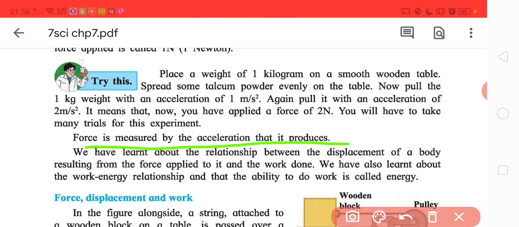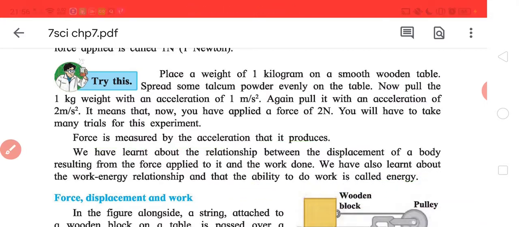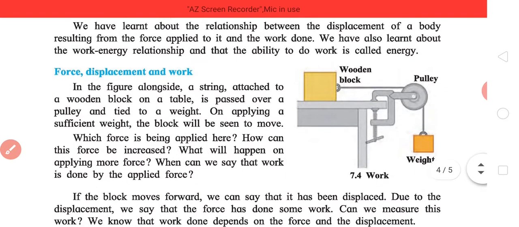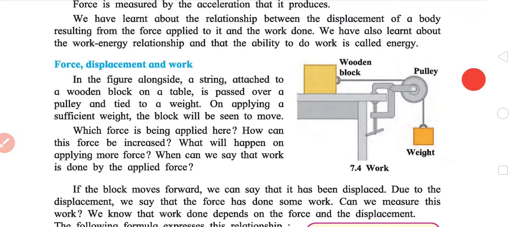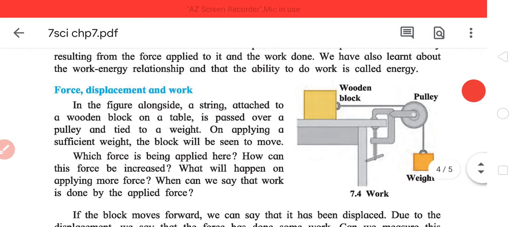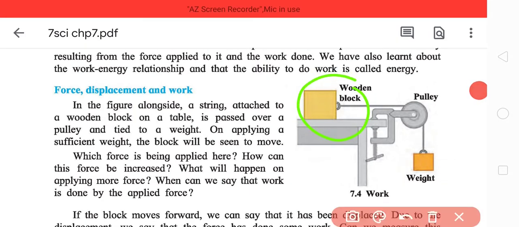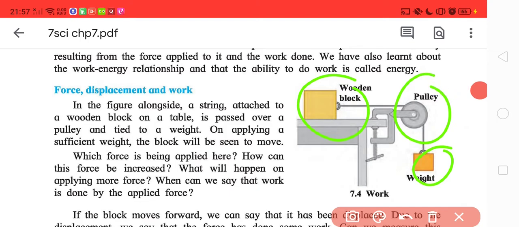So now let's come to work energy relationships. The ability to do work is called energy. So basically work and energy have kind of similar definitions. Okay, so let's take this experiment. Here is a block, and it is tied to a weight via a pulley.